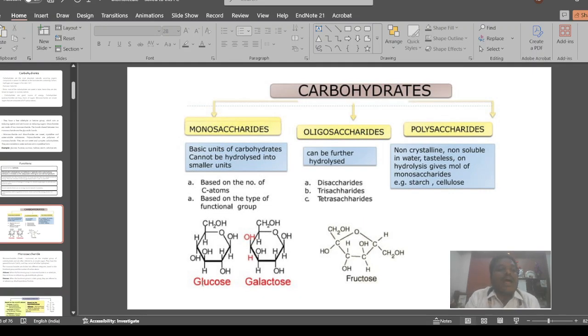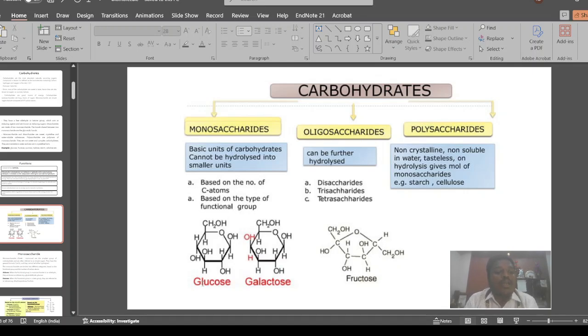Moving forward, carbohydrate classification. Here we have monosaccharides. Monosaccharides are the basic unit which cannot be hydrolyzed into smaller units. They are further classified based either on the number of carbons or the type of functional group present. Shown below are glucose, galactose, and fructose.